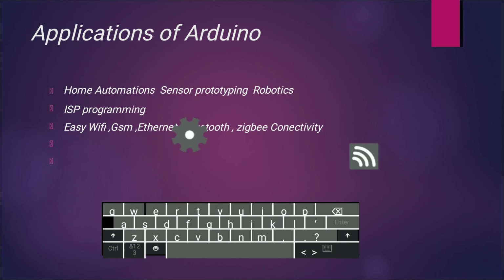ISP programming. ISP is the in-system programmer. The Arduino in-system programmer is a built-in function offered in the free Arduino IDE. The ISP allows you to program Arduino boards and other AVR microcontrollers using another Arduino board that is dedicated for the purpose. Easy Wi-Fi, GSM, Ethernet, Bluetooth, Zigbee connectivity. These are the applications of Arduino.